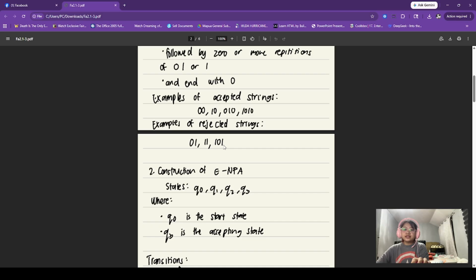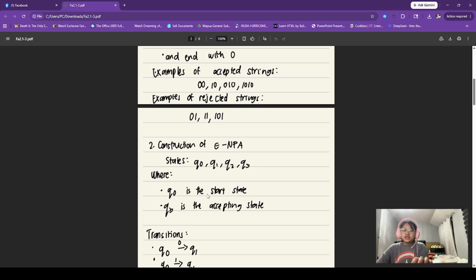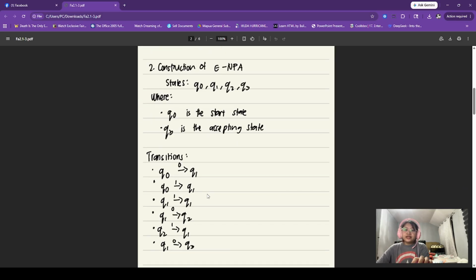So now I will discuss the epsilon NFA construction. I created 4 states named Q0, Q1, Q2, and Q3, where Q0 is the starting state and Q3 is the accepting state. From Q0, both inputs 0 and 1 go to Q1.